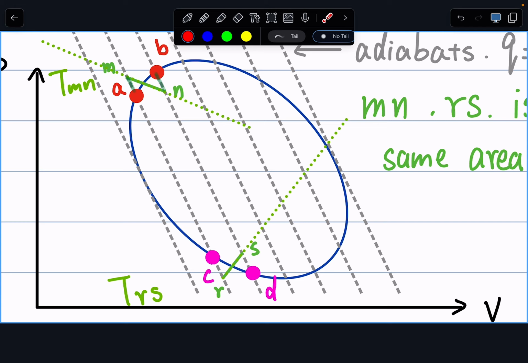All right, and in here, we just demonstrated that my QMN equals QAB, and my QCD equals QRS. So that equals QAB over TMN plus QRS over TRS.